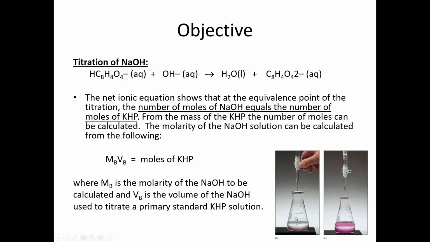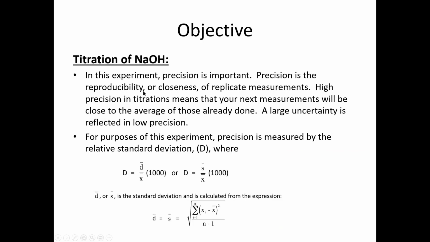So based on the moles of KHP, we can calculate the molarity of sodium hydroxide. In this case, we weigh some KHP into this flask and add a little bit of water to have it dissolved. And then we use a burette to titrate the sodium hydroxide. The burette has a very precise reading of volume. So once we know the volume, we can calculate the molarity of sodium hydroxide.